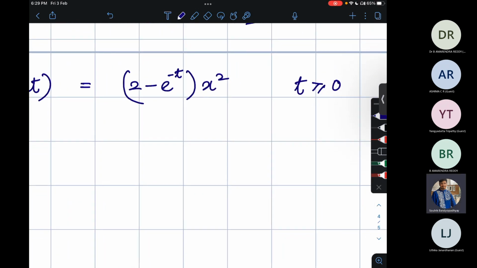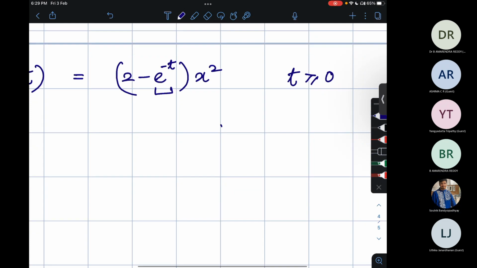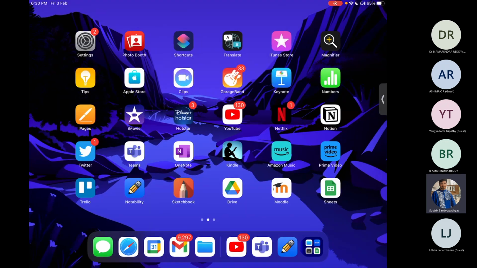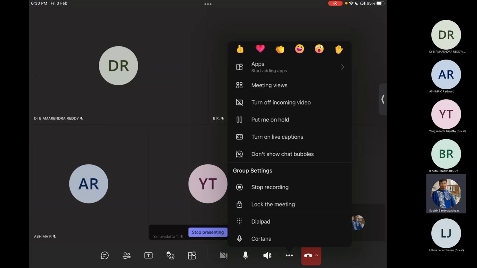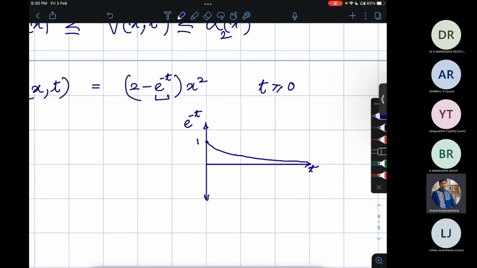So for t greater than or equal to 0, if you plot this function, e to the power minus t against t, it goes from 1 asymptotically to 0. Am I correct?